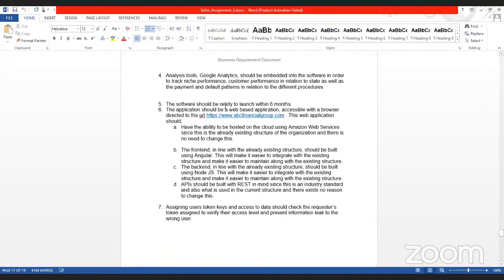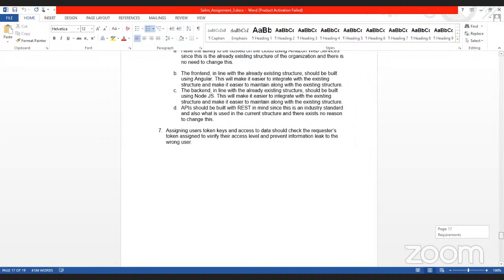We are trying to launch within 6 months, at least have a working version in 6 months. It's a web-based application, and this is the original site, abcfinancialgroup.com. It's hosted on the cloud on Amazon Web Services. The front end should be in line with the already existing structure, that is Angular. The back end is Node.js, and we are building with REST APIs in mind. So basically, that's the direction we are going.